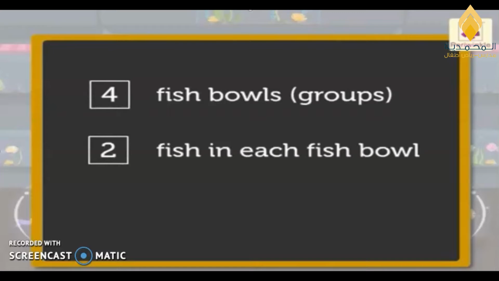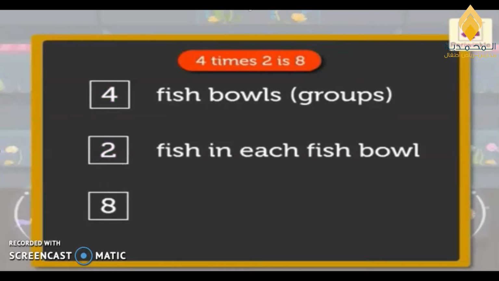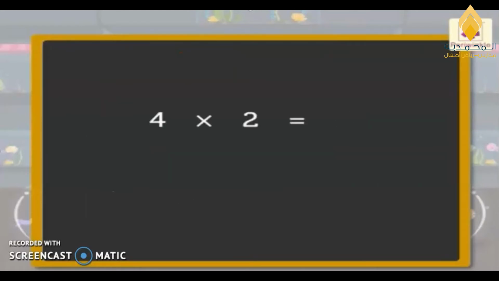Simply we have 4 fish bowls or groups and 2 fish in each fish bowl. So 4 times 2 equal 8. As we did before, we have 8 fish in all, because we add 2 plus 2 plus 2 plus 2 equal 8. Again, we have 4 fish bowls or 4 groups and 2 fish in each fish bowl, which is 8 fish in all. How are we going to make it as a multiplication sentence?